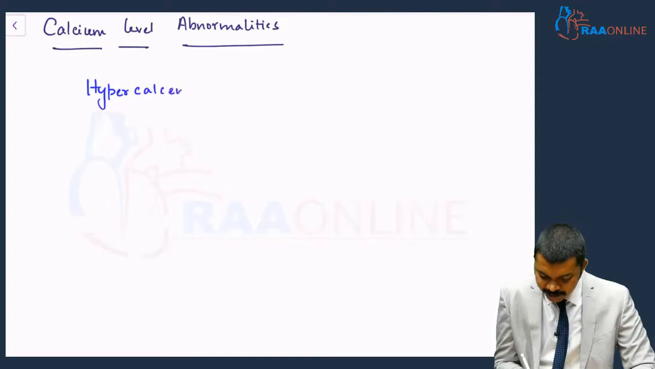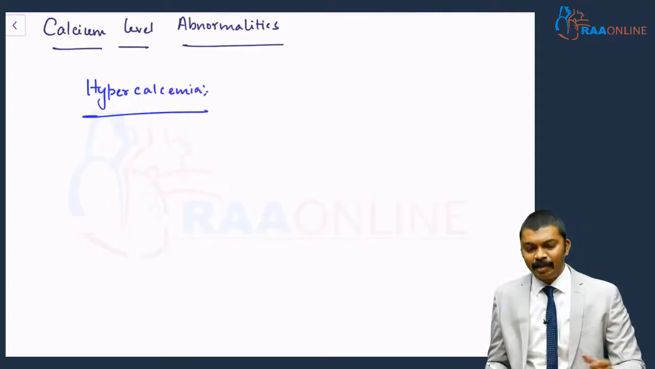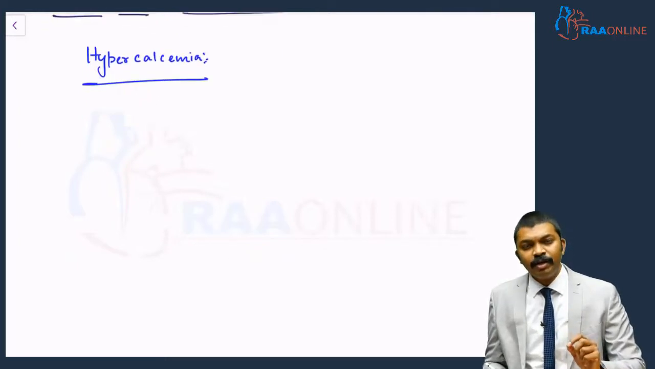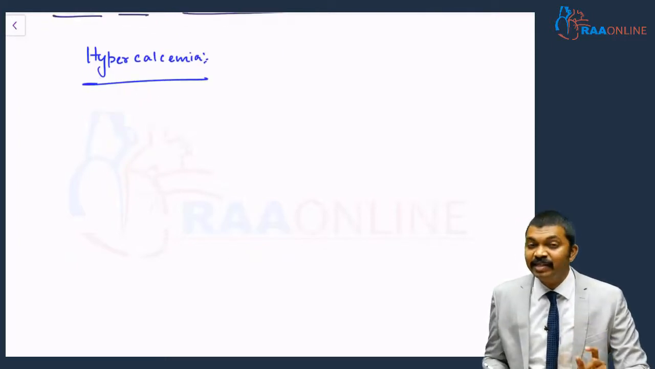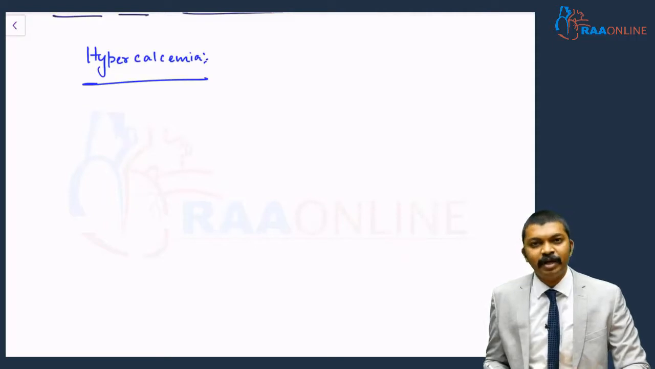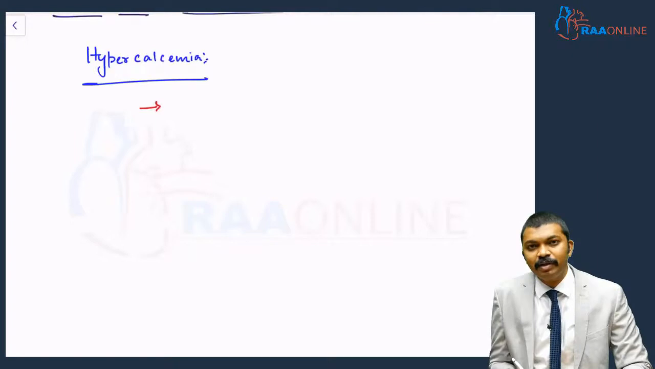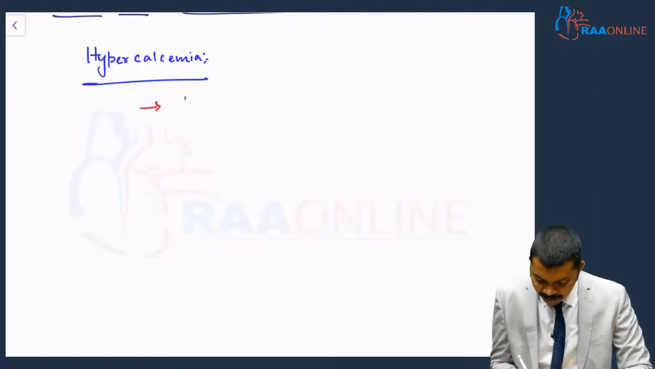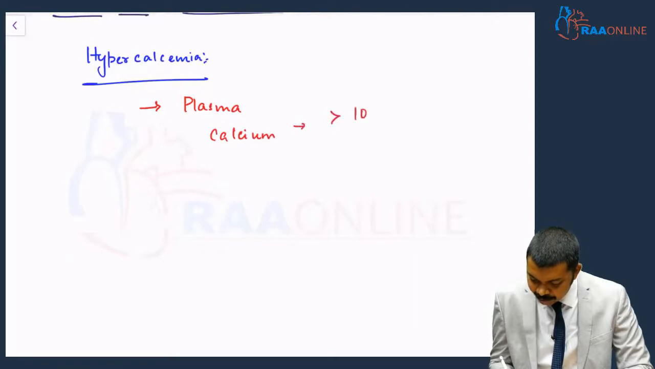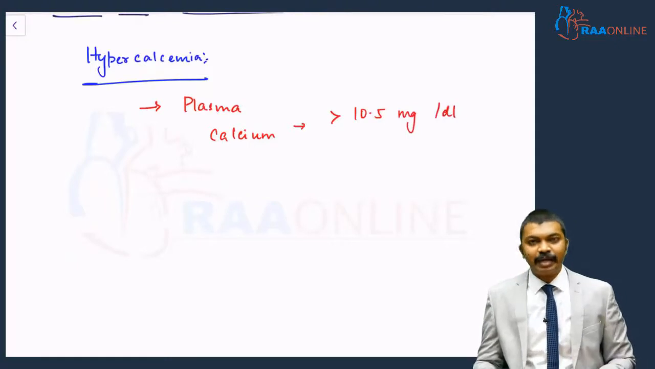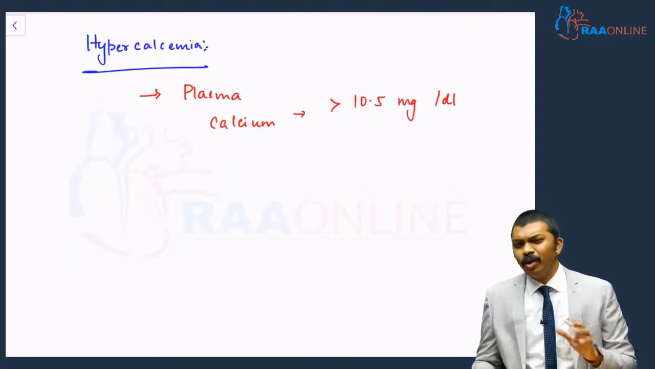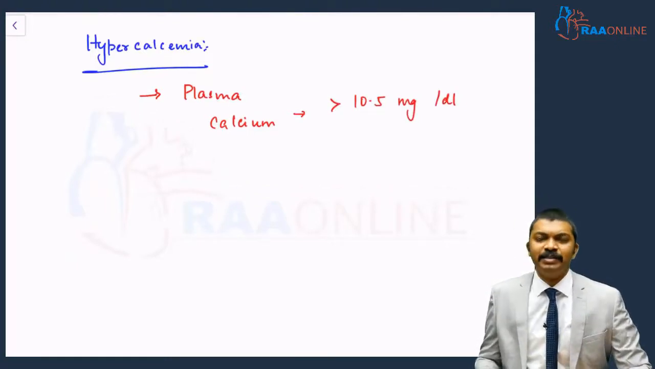As we discussed in the previous video, the word hypercalcemia can be said only when plasma calcium level exceeds 10.5 mg per deciliter. So the cutoff value for hypercalcemia is plasma calcium exceeding 10.5 mg per deciliter. That's hypercalcemia, doctors. Under what conditions can we have hypercalcemia?